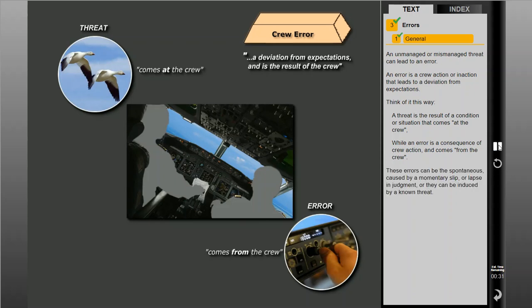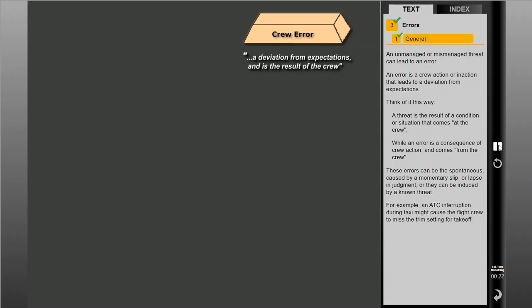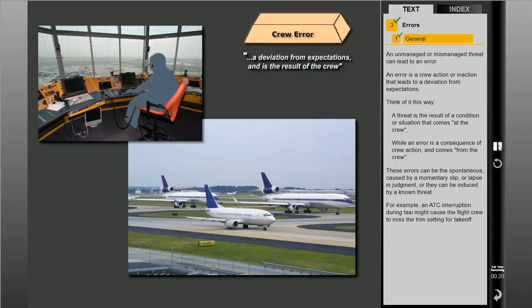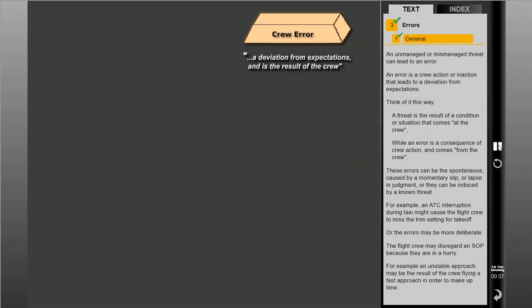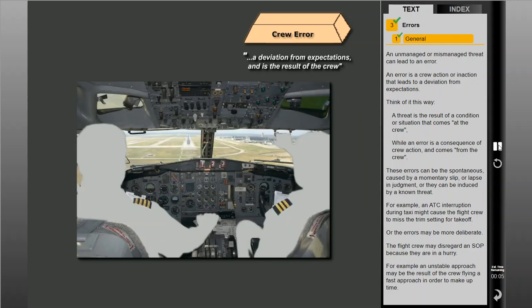These errors can be spontaneous, caused by a momentary slip or lapse in judgment, or they can be induced by a known threat. For example, an ATC interruption during taxi might cause the flight crew to miss the trim setting for takeoff. Or the errors may be more deliberate. The flight crew may disregard an SOP because they are in a hurry. For example, an unstable approach may be the result of the crew flying a fast approach in order to make up time.